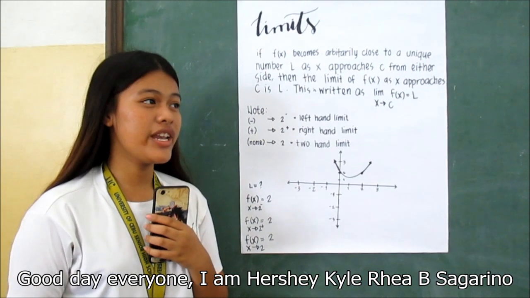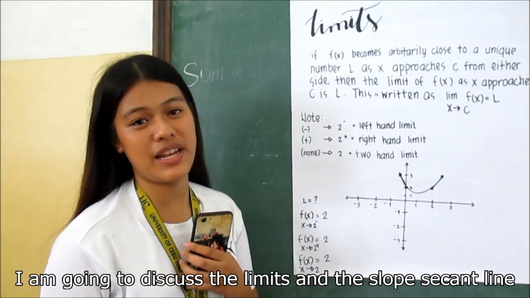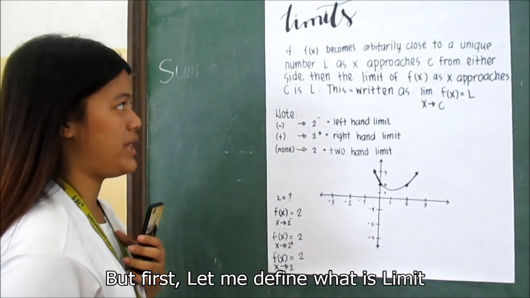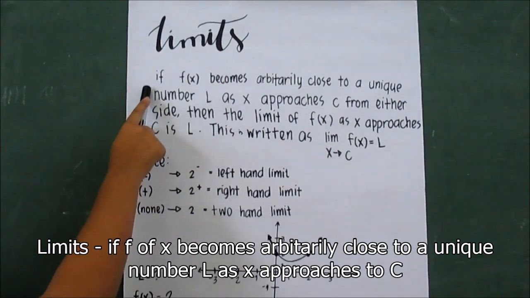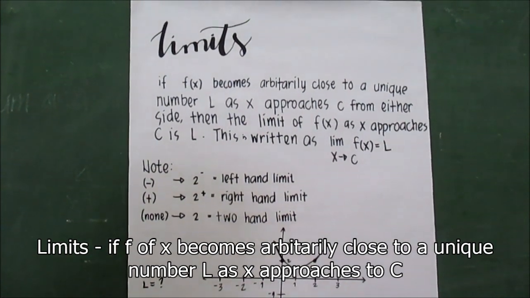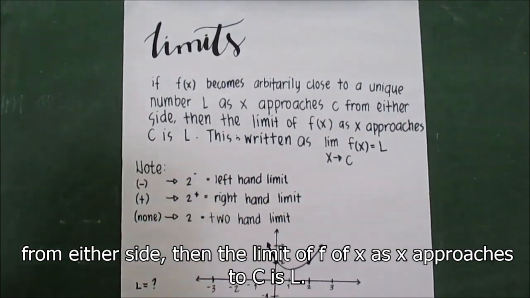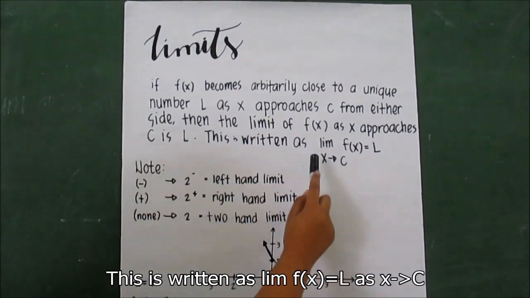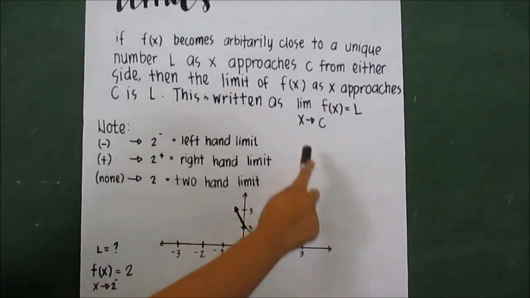Good day, everyone. I am Hershika Rayavisa-Grano, and I'm going to discuss the limits and the slope of a secant line. But first, let me define what is limit. Limits is if the f of x becomes arbitrarily close to a unique number L as x approaches c from either side, then the limit of f of x as x approaches c is L. This is written as limit of f of x equals L as x approaches c.